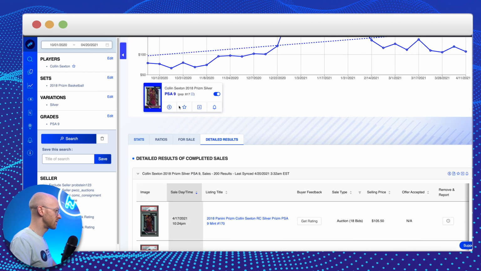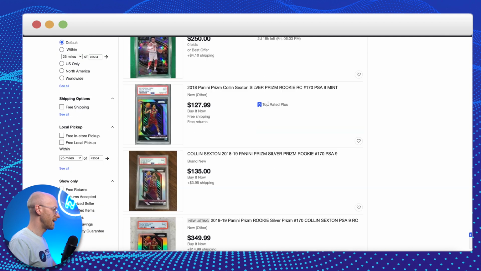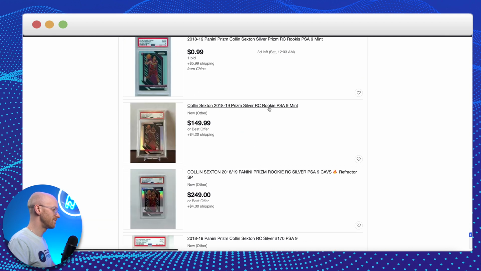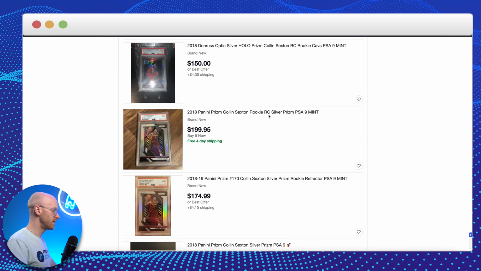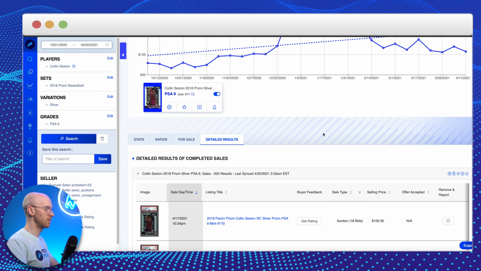So I'm going to click on this, for sale on eBay, come out here. Looks like the buy it nows are all around $125. Not sure if I'm a buy at that point. It's something to consider. But again, look for those auctions. This is just a really nice way to gather some information and look for opportunities.